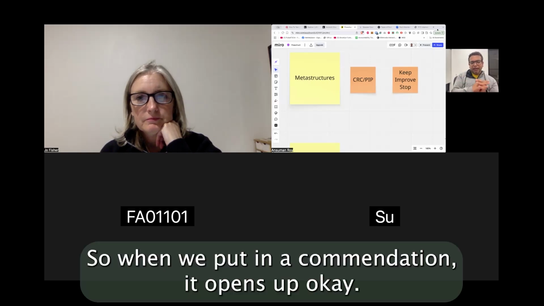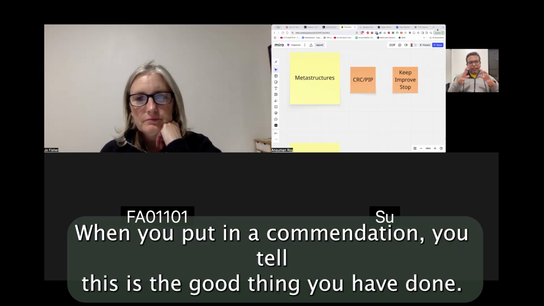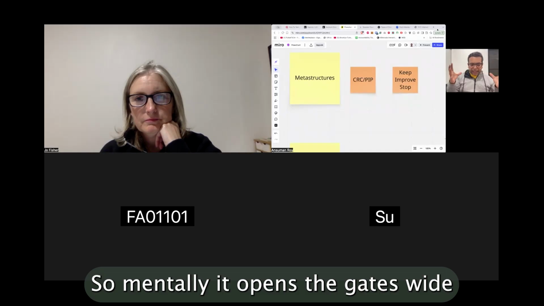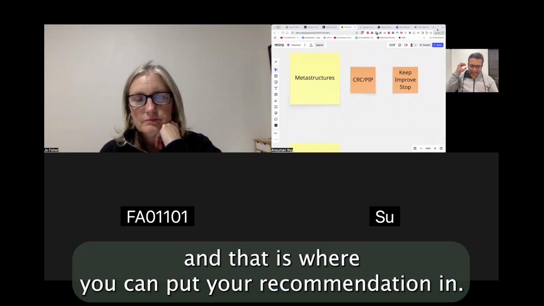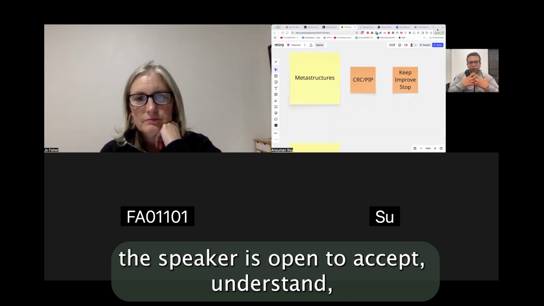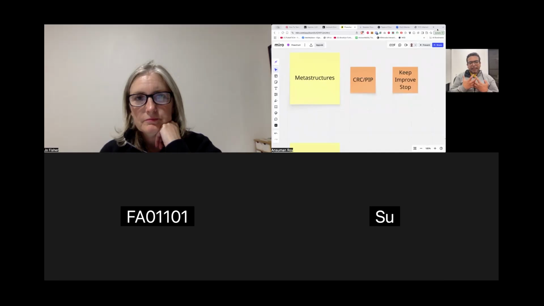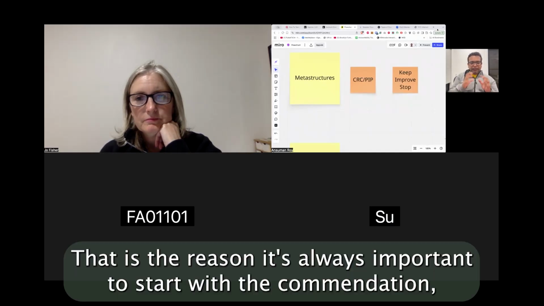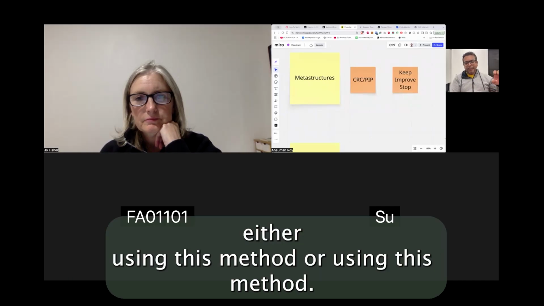So when we put in a commendation, it opens up. When you put in a commendation, you tell them this is the good thing you have done. Mentally, it opens the gates wide, and that is where you can put your recommendation in. Then the speaker is open to accept, understand, keep your recommendation, and actually start working on it. That is the reason it's always important to start with a commendation, either using this method or that method.